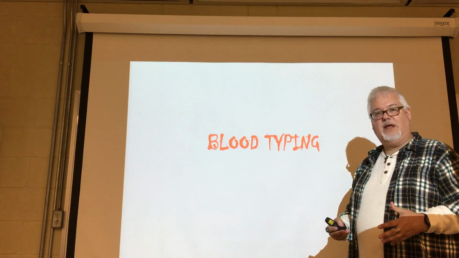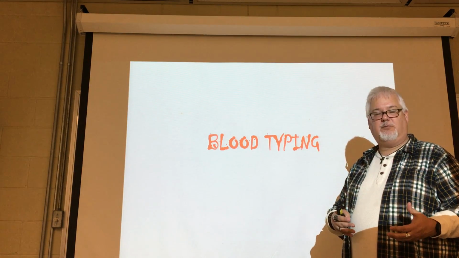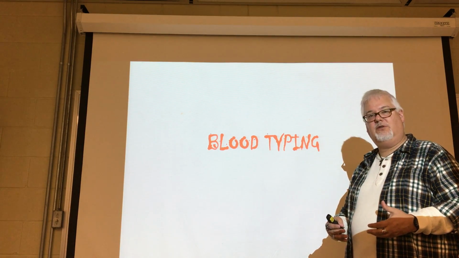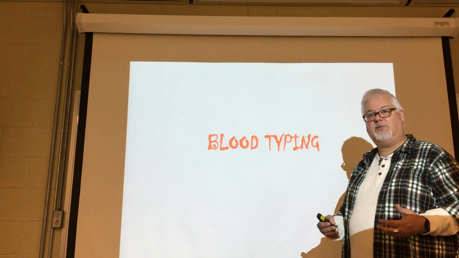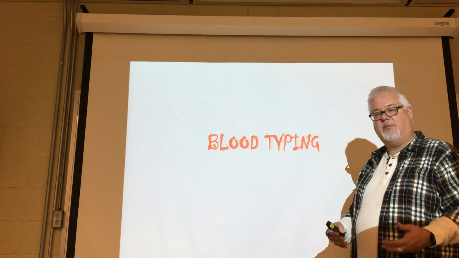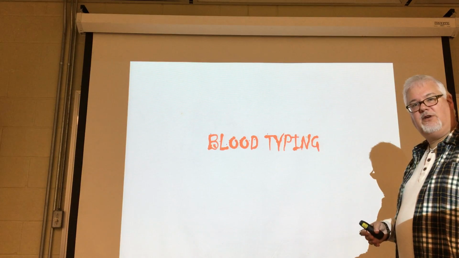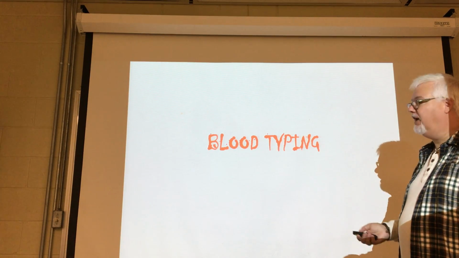Blood typing is a very useful tool for determining what type of blood a person has for the purposes of transfusions, for the purposes of establishing familial relationships, and it's also utilized in criminal prosecution. But a lot of times people don't really understand what blood typing is and what blood types mean. So we're going to talk about that today.